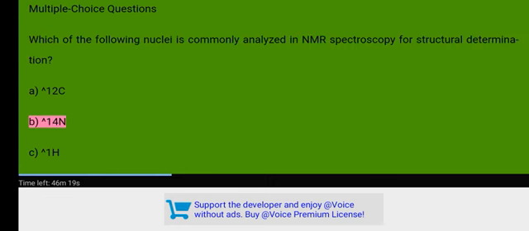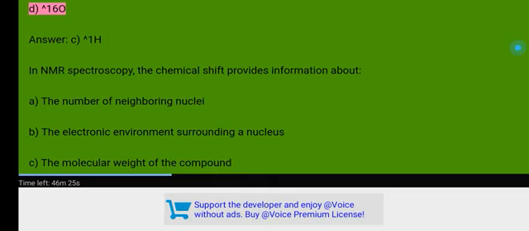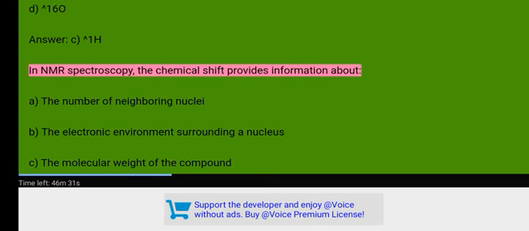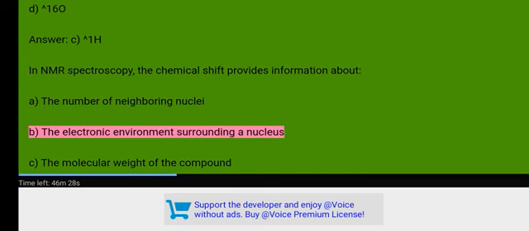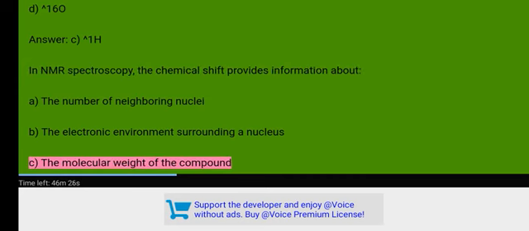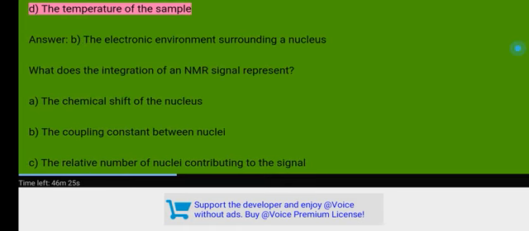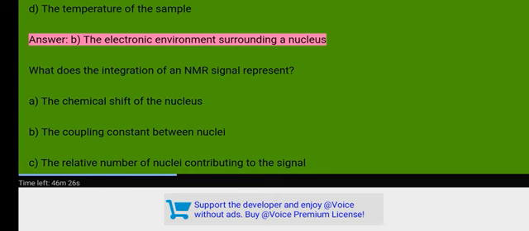Multiple choice questions. Which of the following nuclei is commonly analyzed in NMR spectroscopy for structural determination? A. 12C. B. 14N. C. 1H. D. 16O. Answer. C. 1H. In NMR spectroscopy, the chemical shift provides information about A. The number of neighboring nuclei. B. The electronic environment surrounding a nucleus. C. The molecular weight of the compound. D. The temperature of the sample. Answer. B. The electronic environment surrounding a nucleus.